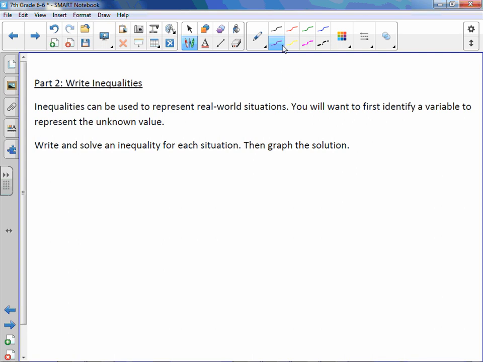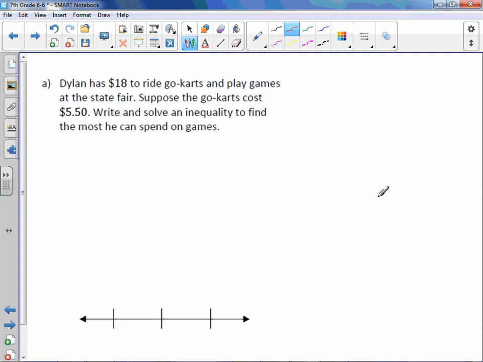Inequalities can be used to represent real-world situations. You will want to first identify a variable to represent the unknown. Write and solve an inequality for each situation, then graph the solution.